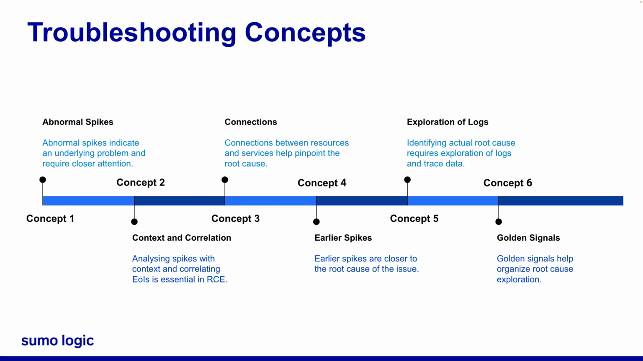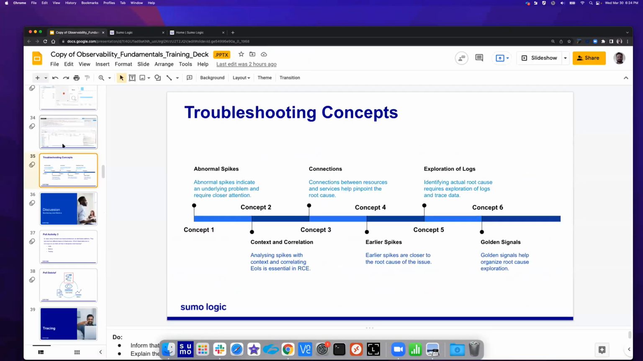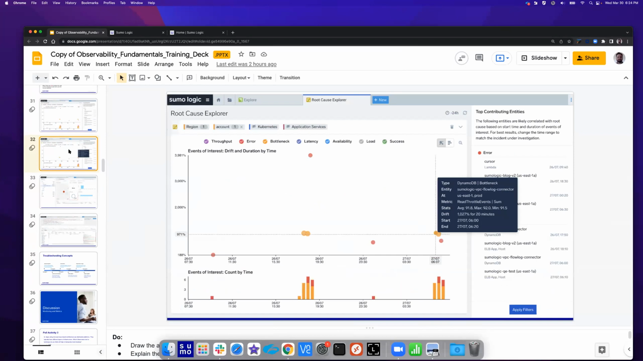What do the numbers on the root cause explorer mean? Those instances? Numbers on the root cause explorer. Let's see.